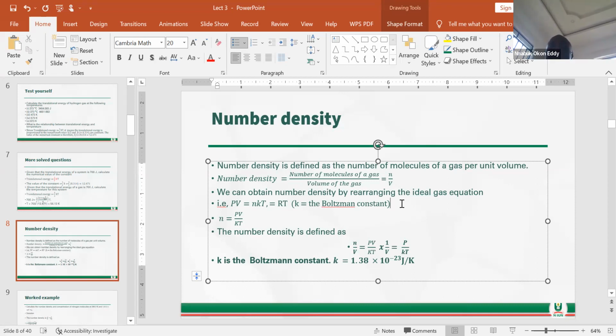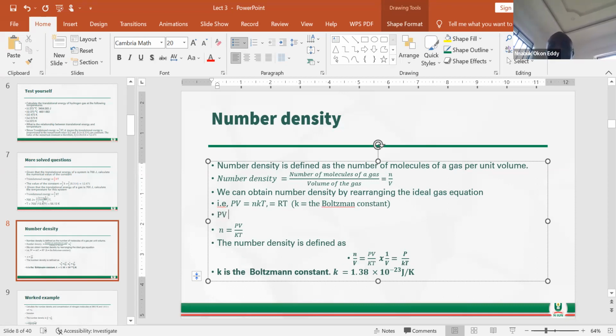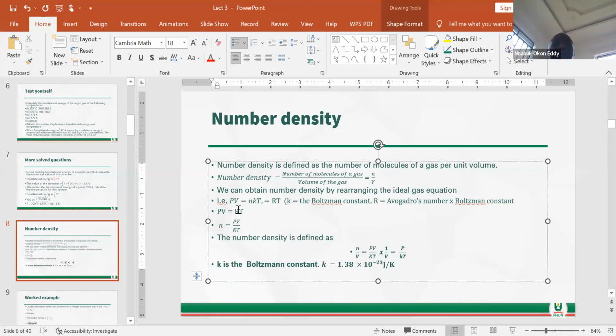So what we are using in effect is that PV is equal to RT. In other words, our gas constant R is the same thing as saying Avogadro's number multiplied by Boltzmann constant. That's the meaning of R. So we say PV is equal to RT, and maybe let's use the first equation.